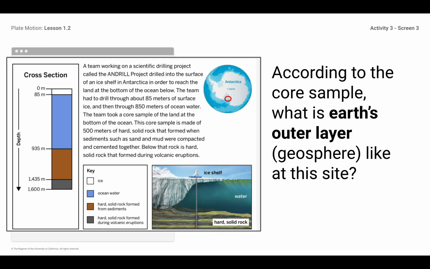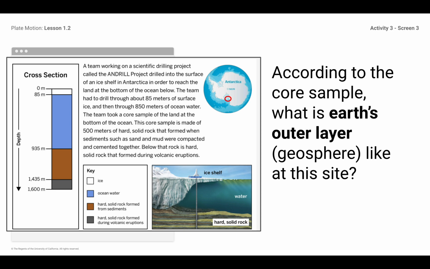And if you look at the fourth one, I'll bet you can guess it, but this is kind of cool. So there's a real project called Andrill. It's real. I actually had a science professor of mine, my geology professor at the University of Nebraska in Lincoln, who was a scientist on Andrill. It's a bunch of scientists from around the world who go to Antarctica and they drill through an ice shelf in order to reach the land at the bottom of the ocean. And so this is directly from that team.